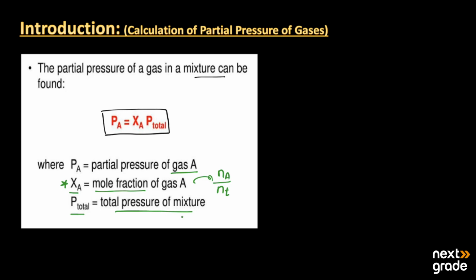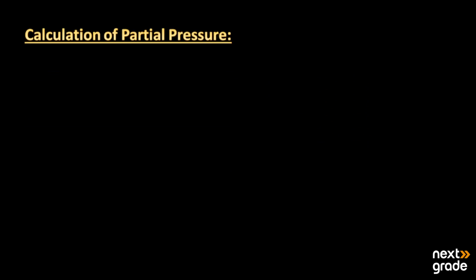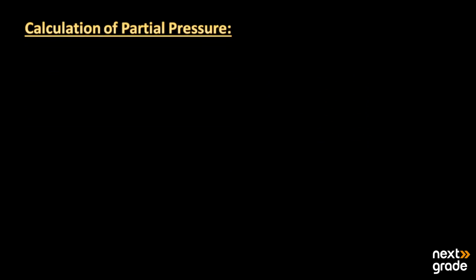So for all these calculations, if we have a mixture of gas, and in this mixture we are provided with the mass of gas, or with the moles of gas, and we know the total pressure of the gas, then we can calculate the partial pressure of the gas that is present in the mixture. So how can we derive this equation? For this purpose, let's have a look at an example.